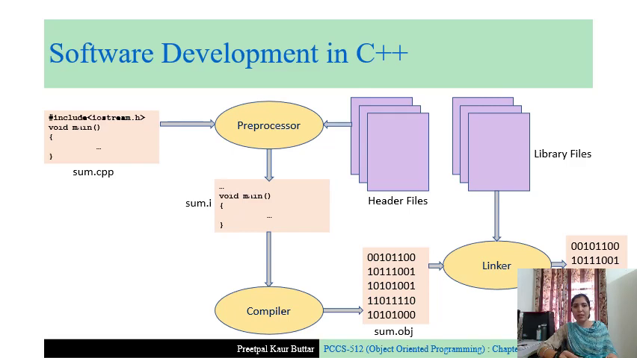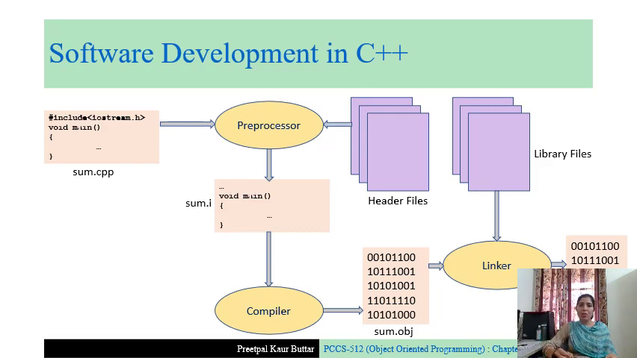So the first statement in any program, as I told you, is a preprocessor directive. Here the preprocessor directive is to include the iostream header file in the program. So the preprocessor will add this header file iostream to the program and it will generate another file, sum.i. So .i is the extension of the files which are generated by the preprocessor.